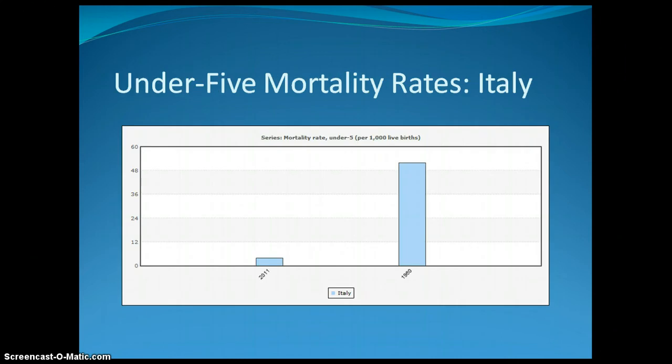In 2011, Italy's under 5 mortality rate is about 4 deaths per 1,000 children, which is a really good ranking in comparison to other countries. In 1960, Italy's under 5 mortality rate was 52 deaths per 1,000 children. That number has decreased by 48 deaths in about 50 years. That is a big change, which is a really good thing.